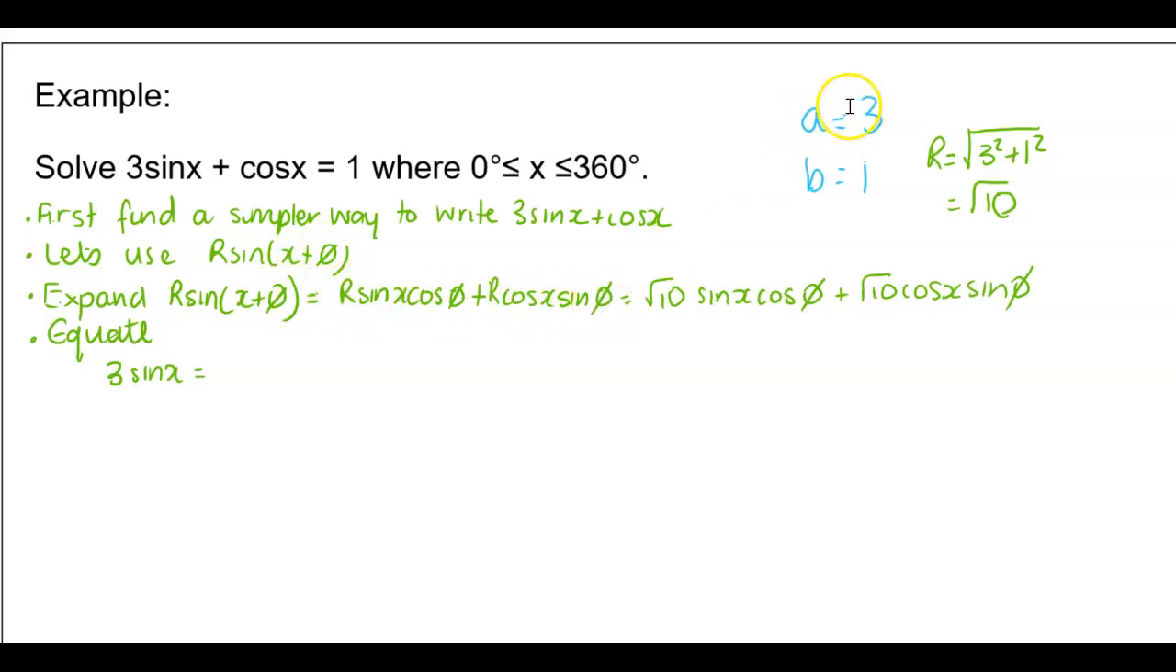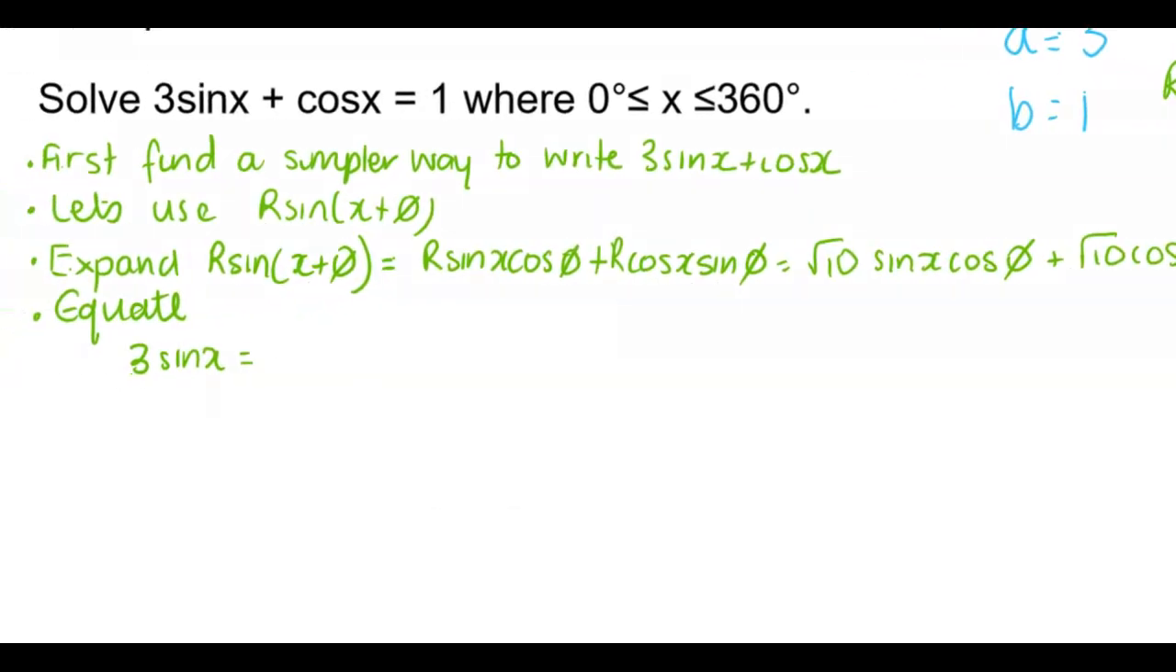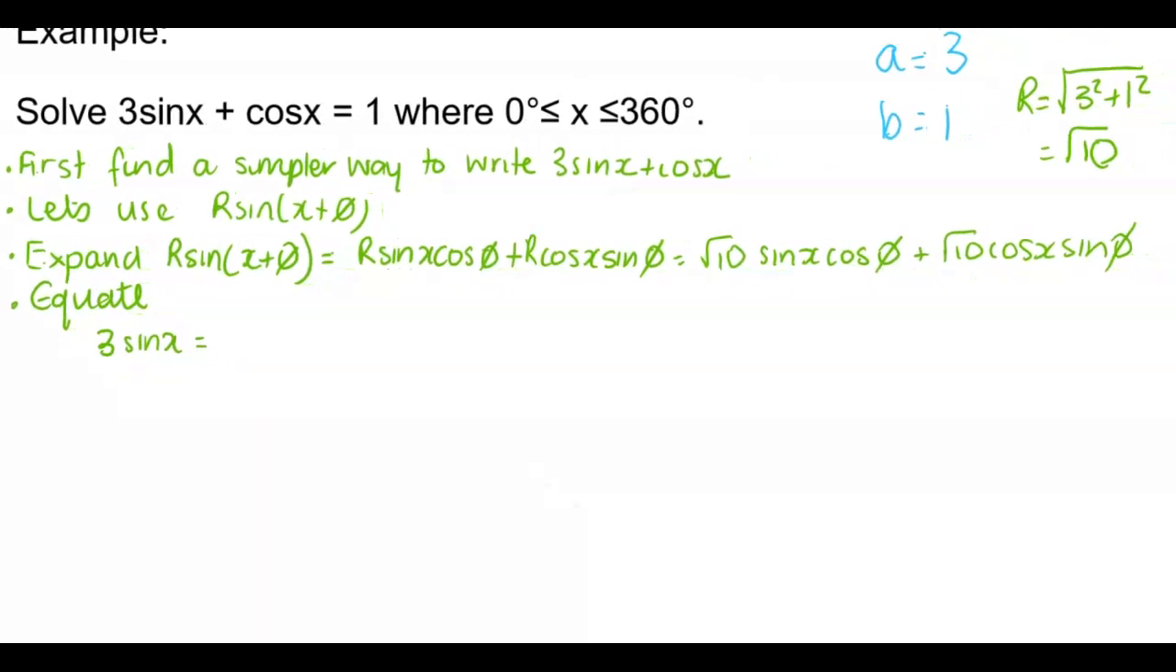I know that my a is 3, my b is 1, so my r is going to be root 10. So this could be written as root 10 sine of x cos of theta, root 10 cos of x sine of theta using the HSC formula sheet. Let's equate both sides, or equate coefficients is what we're basically doing. So I've got my 3 sine of x, okay, and that's going to be equal to my root 10 sine of x cos of theta.